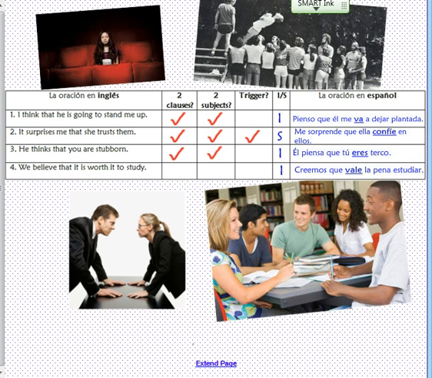Number four, well, for this one, we don't have two clauses, we don't have two subjects, and we don't have a trigger. So we're definitely going to be conjugating in the regular indicative tense. Creemos que vale la pena estudiar.